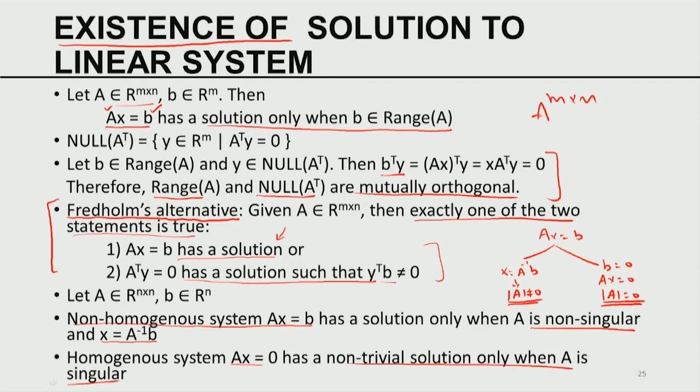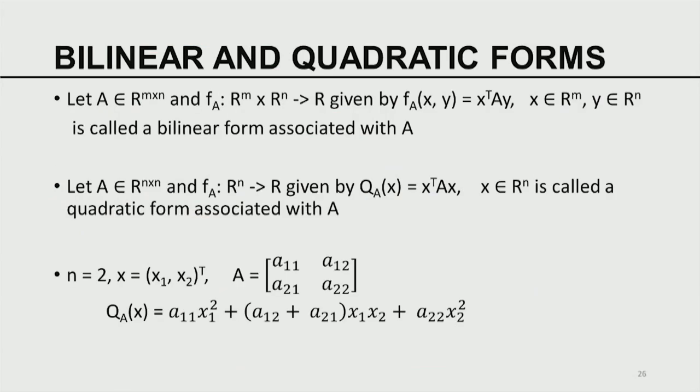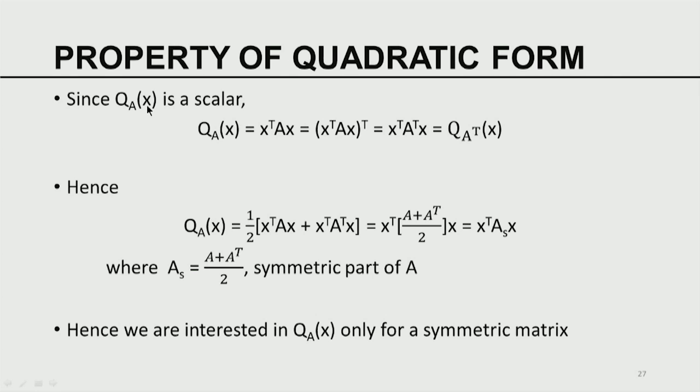Once you know the solution exists and is unique, we can then try to develop computations to be able to actually develop the solution. To show something exists is one thing, to be able to derive or build or compute it is something else. But to be able to compute, I must have been assured that the solution exists. The next set of ideas from matrix theory are called bilinear and quadratic forms. Let A be a matrix of m by n.